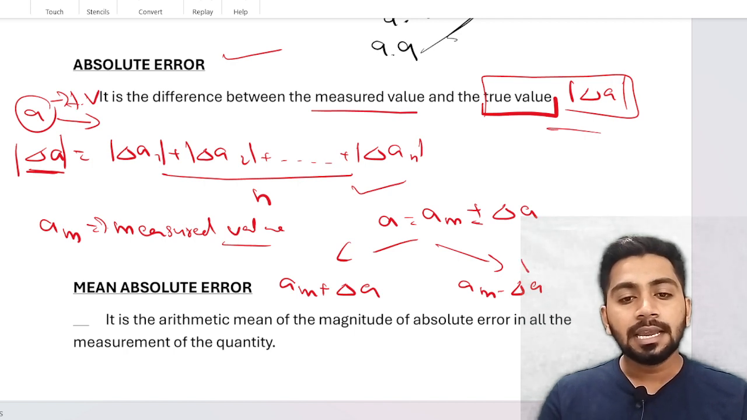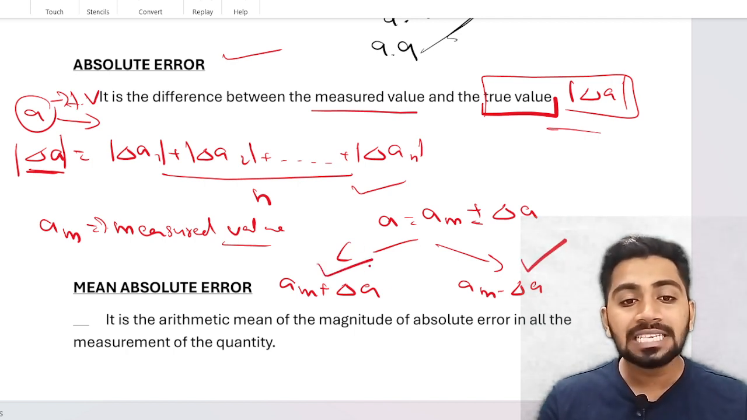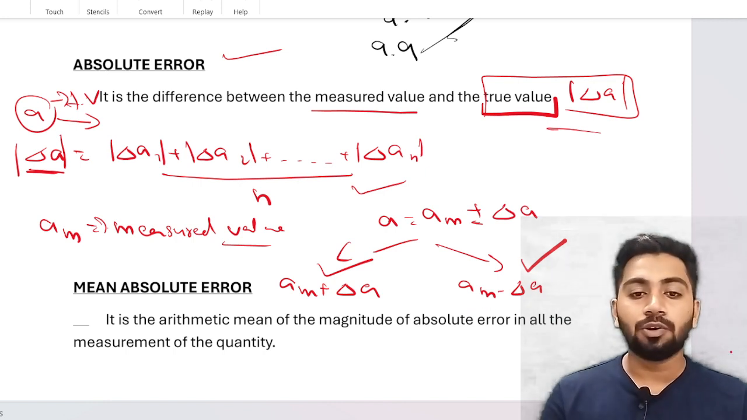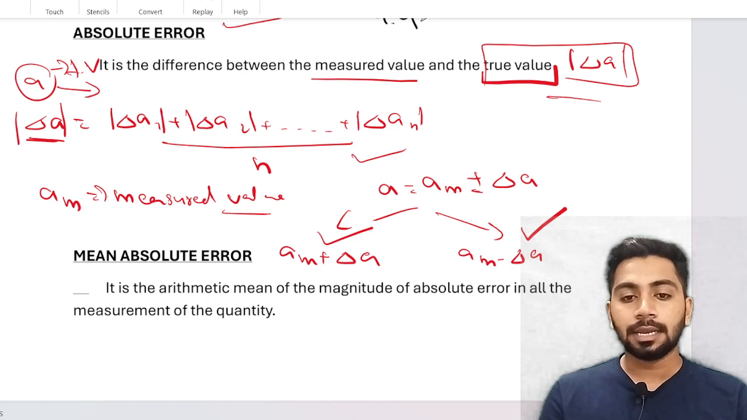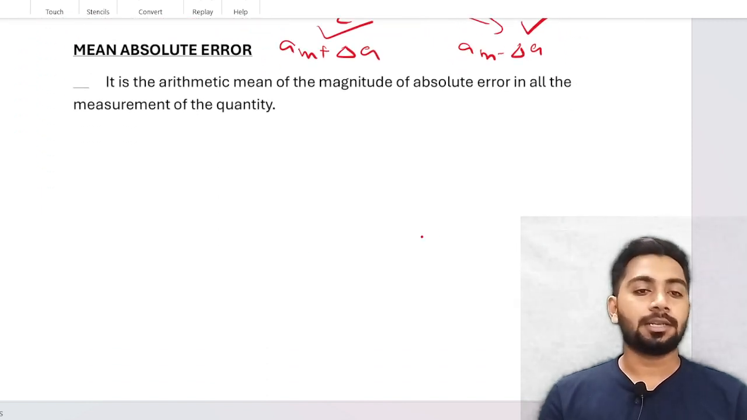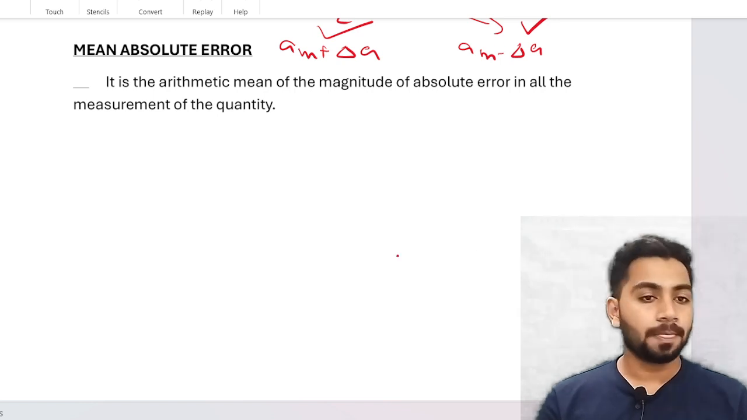It says it is the minimum error you will get in your experiment, and it is the maximum error you will get in your experiment. This is your absolute error. I think it's clear. If it is not, you can ask me and I will explain it once again. Is it clear? Yes, sir.